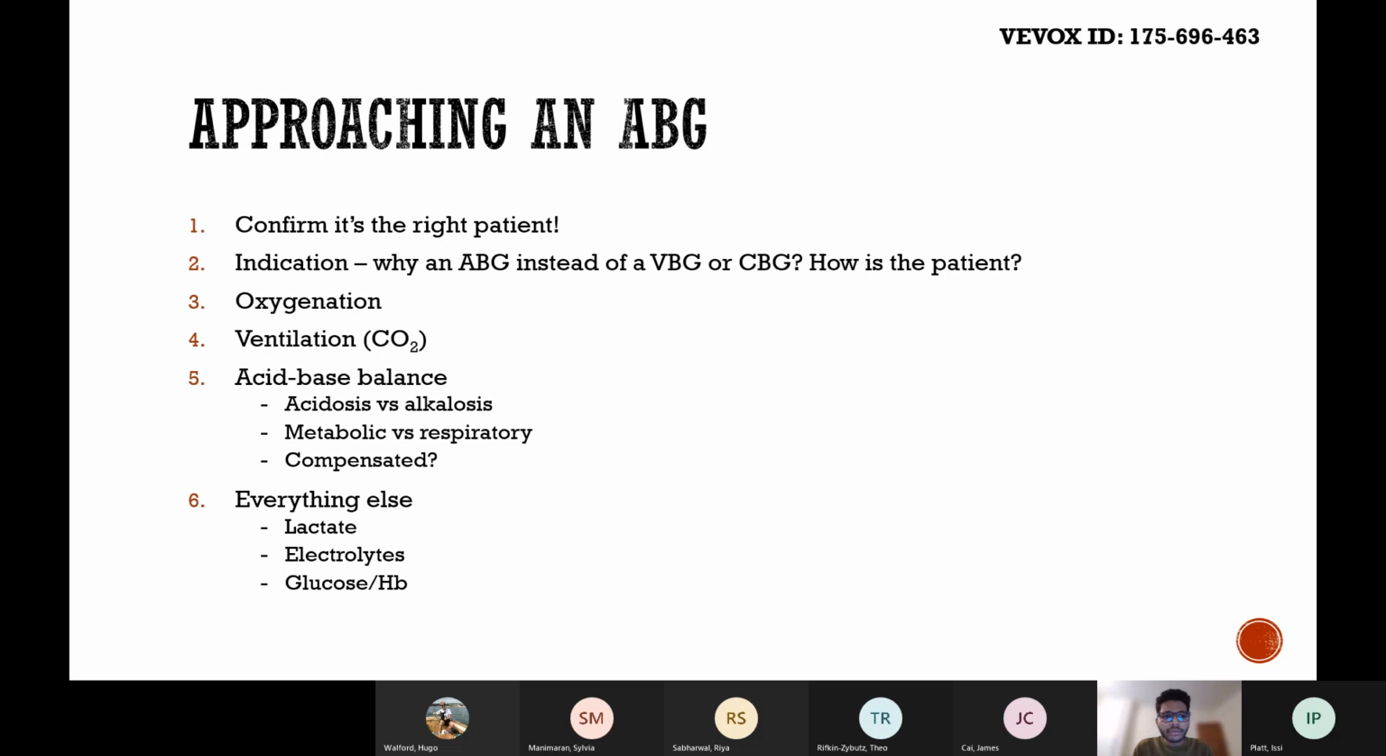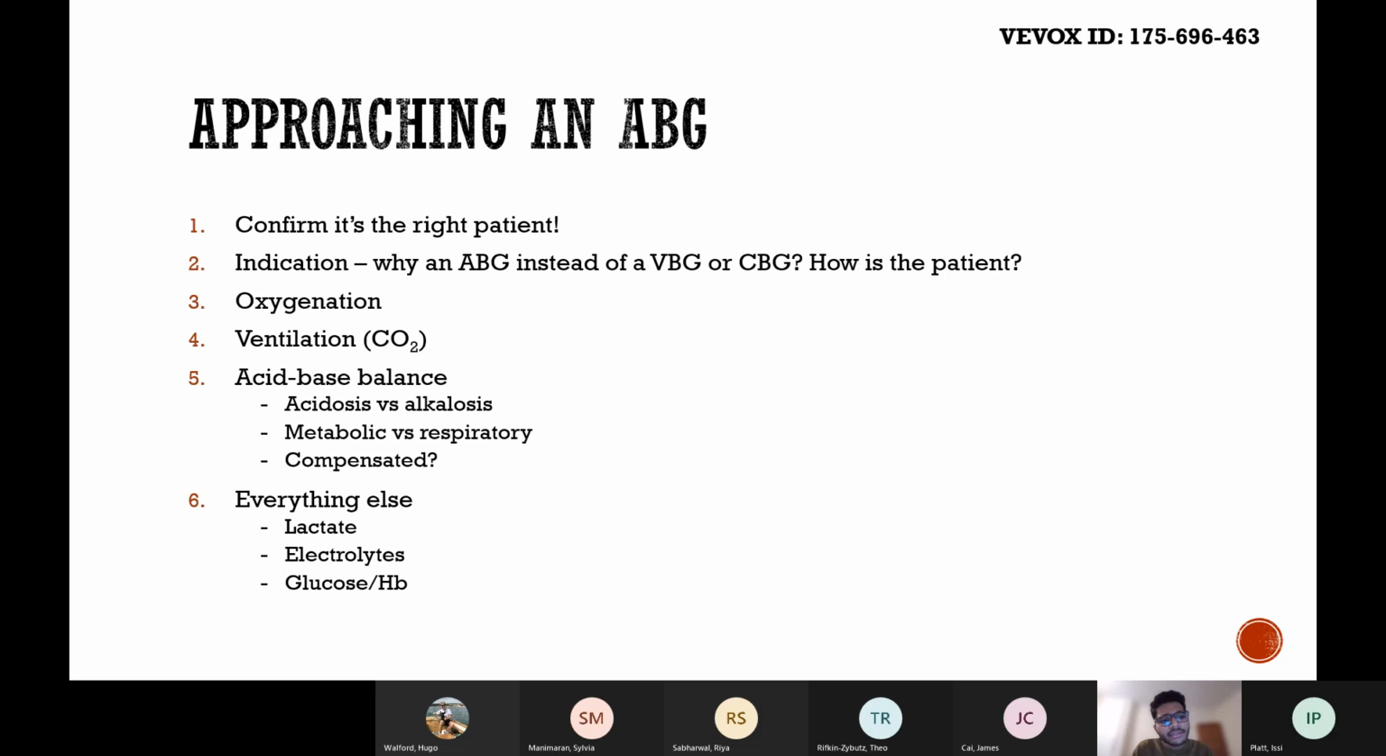The second thing, before you even look at the results, is think about why are they having this done? What's the indication? So in Sylvia's scenario, the ABG is being done because the patient's critically unwell. Some people have ABGs done because they're at an outpatient, like a respiratory outpatient clinic, for example, and they want to have a look at the patient's oxygenation. And why are they having an ABG done instead of a VBG or even a capillary blood gas? So if you have any ideas about when you might do a VBG instead of an ABG, please do post them in the chat, and if not, then I'll come back to that at the end.